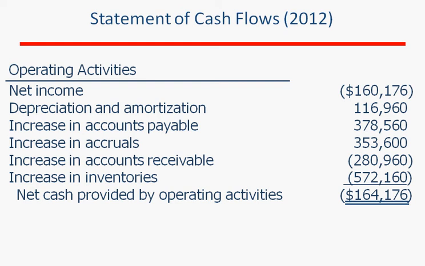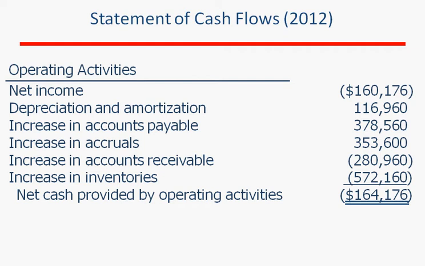The fourth statement that would be included in the annual report is the statement of cash flows. And the statement of cash flows is broken down into three sections. The top section is always operating activities, and this has to do with the direct activities of the company to make money.